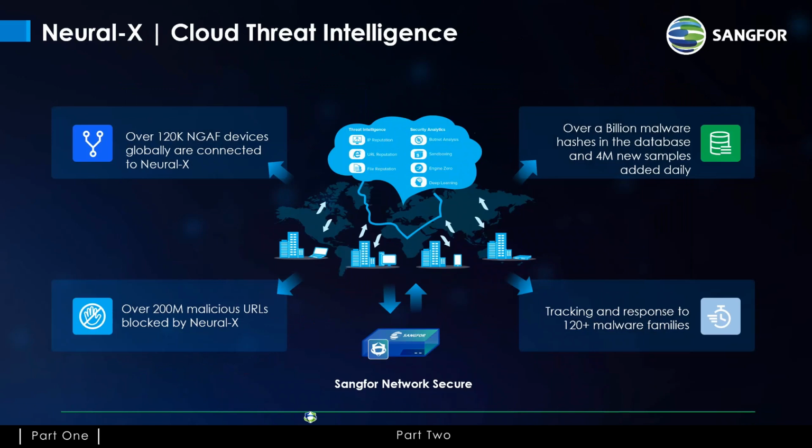And for NeuroX, here are some more details. We have integrated over 120K authorized firewall devices into NeuroX, with billion-level malware samples. Every day millions of new malwares are added into the database for learning and study. And 200 million malicious URLs are analyzed and blocked by NeuroX every day. So basically, the firewall connects to NeuroX and gets the latest threat intelligence feed in real time and empowers your detection against known and unknown threats, especially the unknown threats.